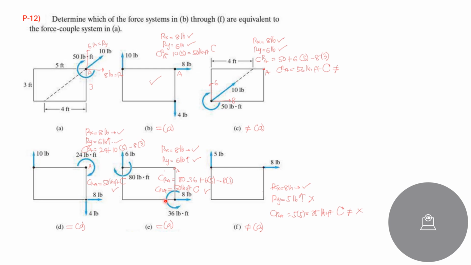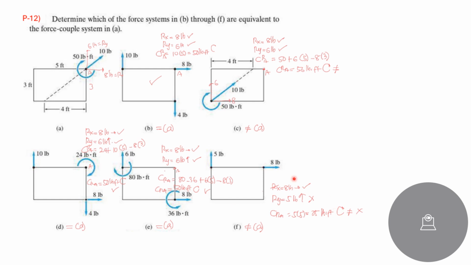Then in part E, Rx is 8 pounds rightward, check. Ry is 6 pounds upward, check. The couple is 80. This is already 80 clockwise. We take that positive. Then minus 36 counterclockwise. Then plus the moment of the 6-pound force, 6 times 5, minus the moment of the 8-pound force, 8 times 3, and that is also 50 pound-foot clockwise. So the force system at E is equal to that at A.